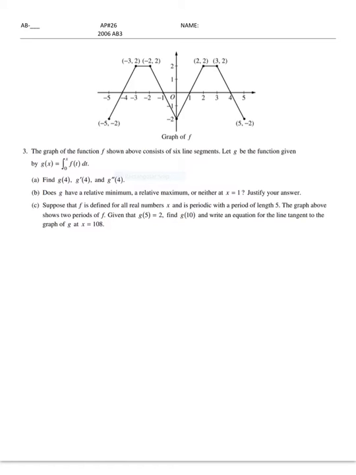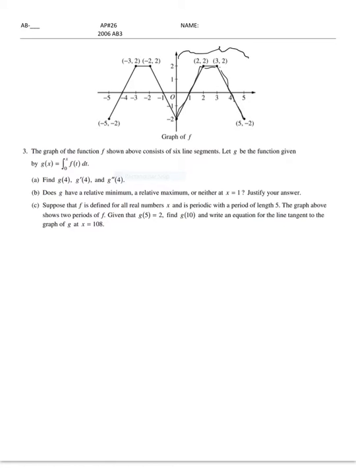Okay, part C says that f is defined for all real numbers x, and it is periodic with a period length of 5. So if you go back to trig functions, when we say a graph has a period, its shape repeats in a certain interval. And this shape here repeats every 5 units, as we see to the left. The graph above shows 2 periods of f.